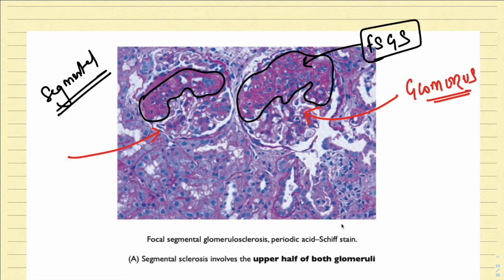And the basic stain that we have done over here is the PAS stain, which is highlighting them as well. The segmental sclerosis involving the upper half of both the glomerulus, as we see. So I hope in the exam, if such a diagram comes, you will be easily able to recognize this. Not very difficult. Each and individual terms are also recognized.